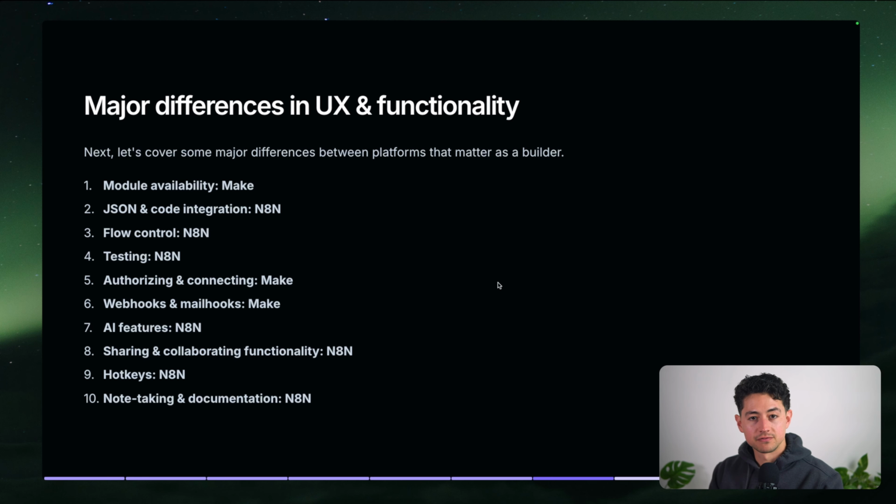I'm also going to mention some AI features, AI agents obviously being the big one, before we close it out. So yeah, let's start with module availability. I've also included a winner here. So I think that the winner in module availability is Make.